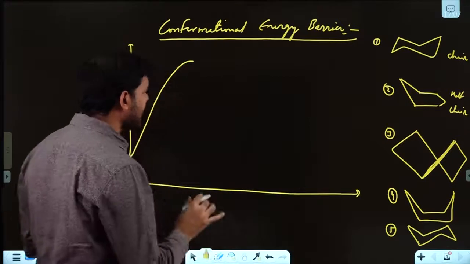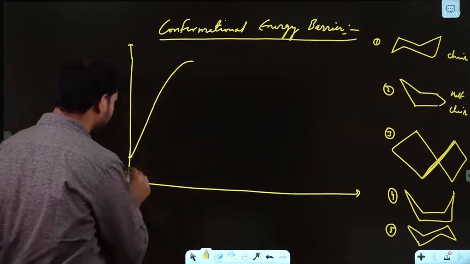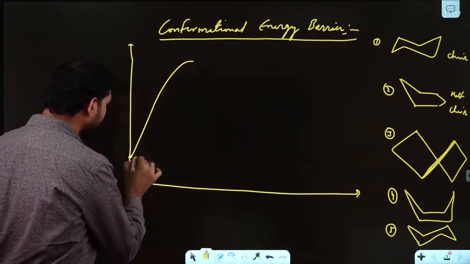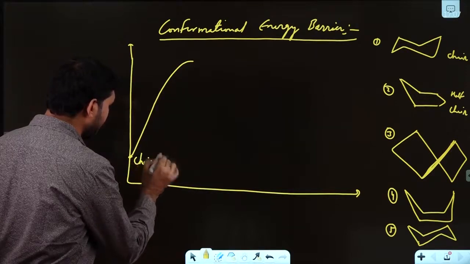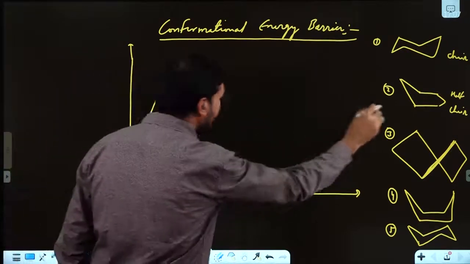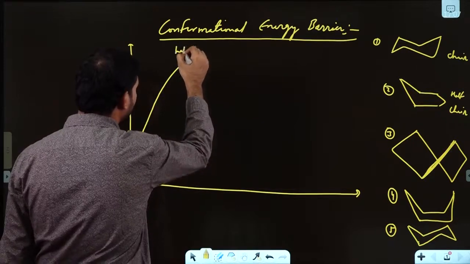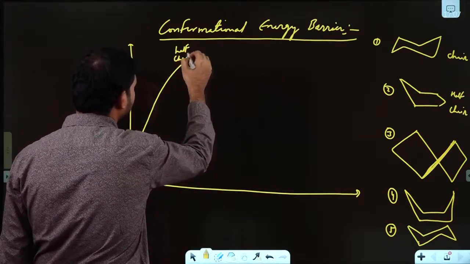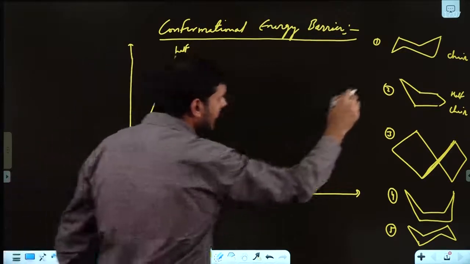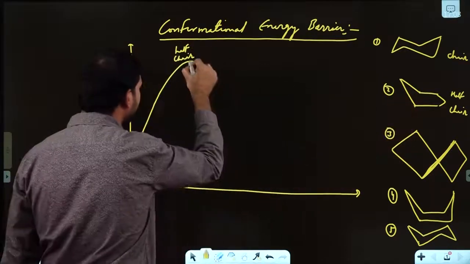So first of all, we started with this one as your chair. It converted into half chair. So this I am simply saying half chair, or second. Then half chair converted into twist boat. Okay.